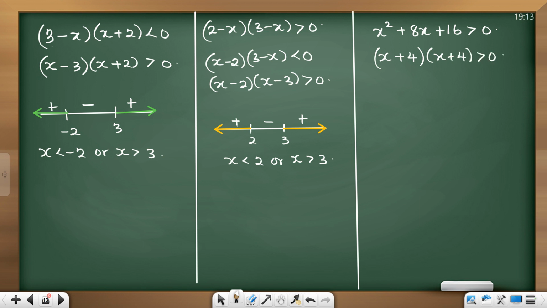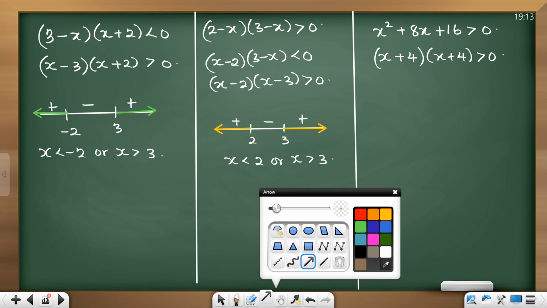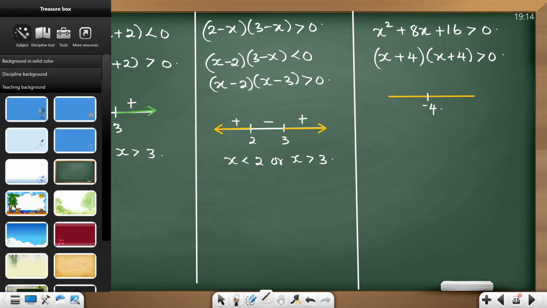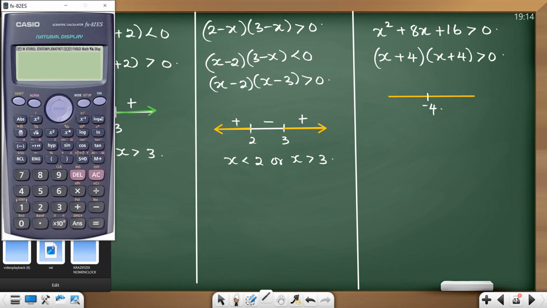Beautiful. Now, you have one critical value. And that critical value is simply what? Negative 4. The question now is, which signs am I going to put here? Guys, watch this. Let me explain what's going on here. First, let me show you this so you'll appreciate it. Let me use a calculator for you. I want you to appreciate what I'm going to explain.